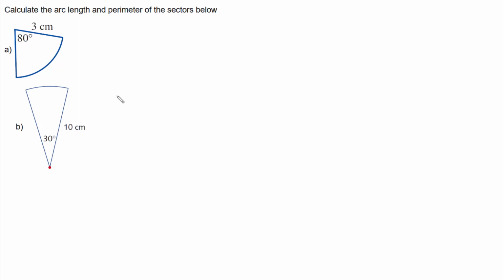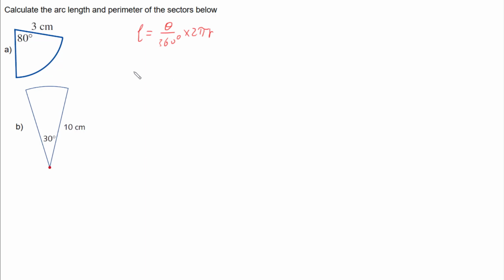Hi, in this video I'm looking at calculating the arc length and perimeter of the two sectors that I've got here. So the arc length is the length along this curvy line. So that distance there, or if we're going to do part B, that distance there. And arc length is given by the rule that L for length is the angle of the sector divided by 360 degrees times the circumference of a circle, 2 pi r.